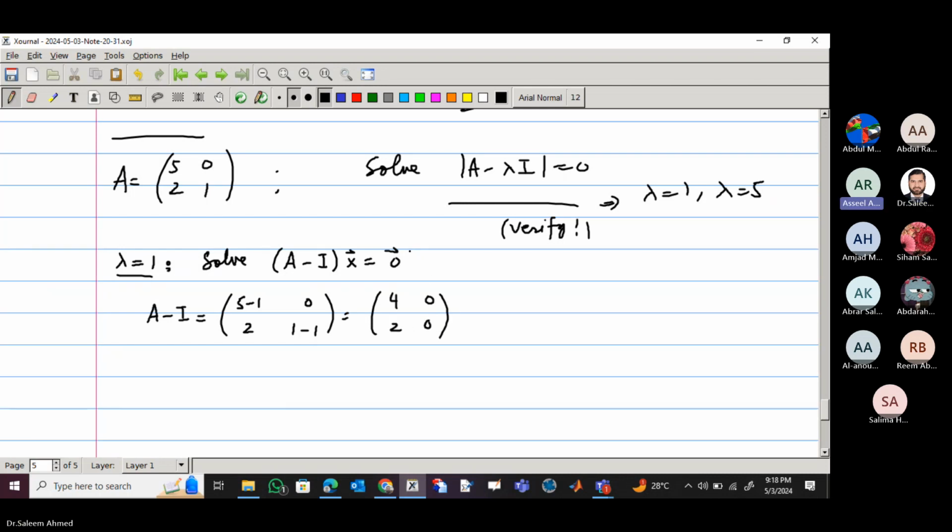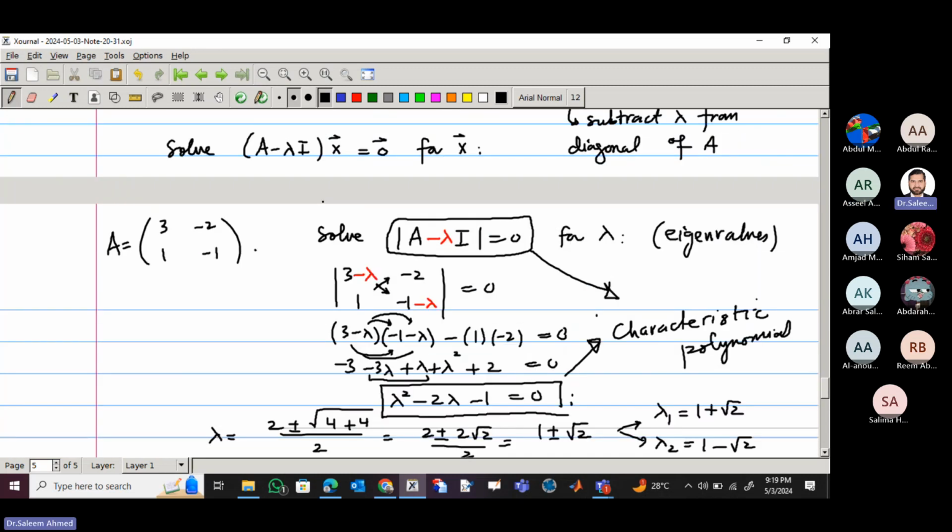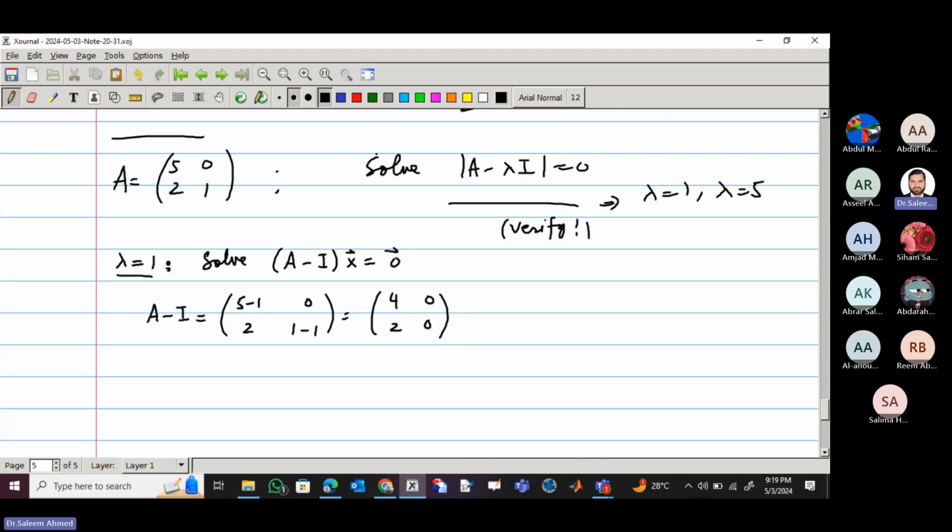Can you repeat from when you said we'll choose lambda equal to 1? Yeah, so we have to solve for lambda 1. We have to solve A minus lambda I times x equal to 0. A minus lambda I is a matrix, but lambda is 1, so it means A minus 1I. 1I means I, no need to write 1, but if you write it, it doesn't matter. I'm subtracting 1 from the diagonal. A minus 1I means subtract 1 from the diagonal.